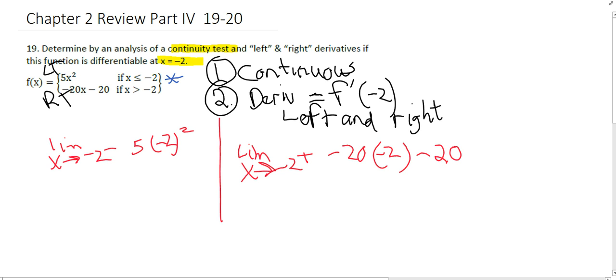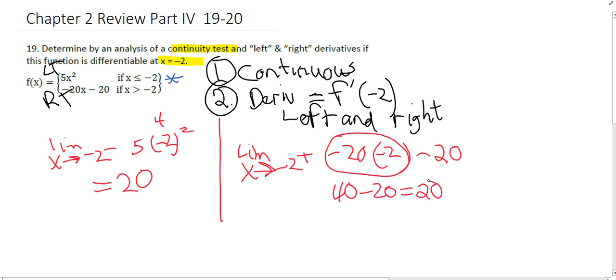Okay, so just doing a real quick analysis, of course this would be 4, and 4 times 5 is equal to 20. So this is what the limit is approaching from the left, and from the right here we have negative times negative, so we have 40 minus 20, which also equals 20. So the continuity test passed. So it's possible that it has the same derivative. We just have to actually calculate that.